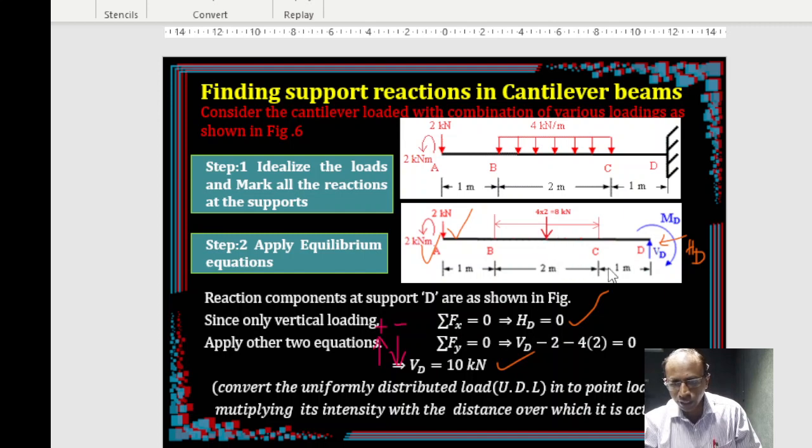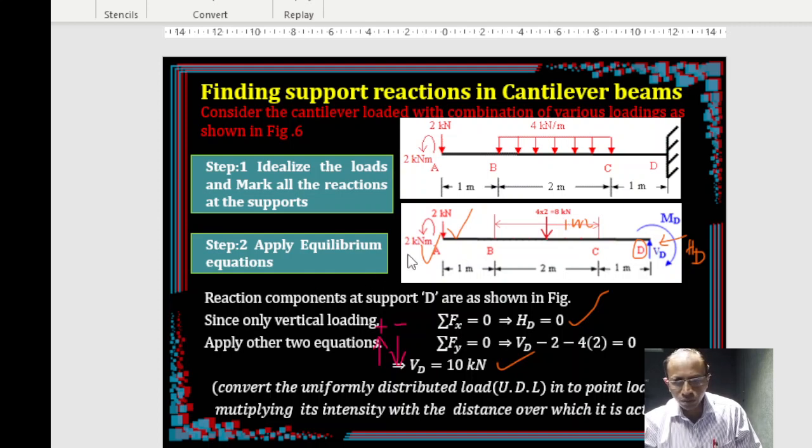So 8 times, what is the distance? This is total 2, that means this acts at the center, that means this is 1 meter. So for this one, we want the distance to D, because it is very important where we are taking moment. This is the point where we are taking moment. So the distance of the load to this point only we have to measure. So 1 plus 1, 2. So that is 8 times 2, that is 16, right?